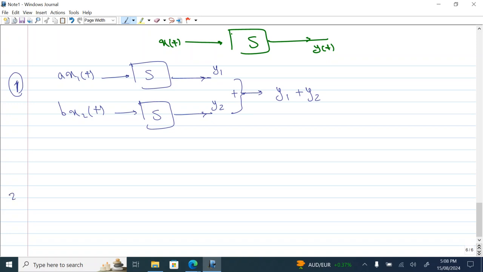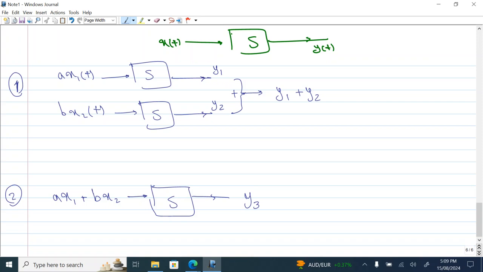Now step 2, this time add the inputs first, a x1 plus b x2. Send it to the system. So the only thing which differed was adding them at the beginning rather than waiting for the outputs and then adding those. And then you have y3. If y3 is equal to y1 plus y2, that's linear.